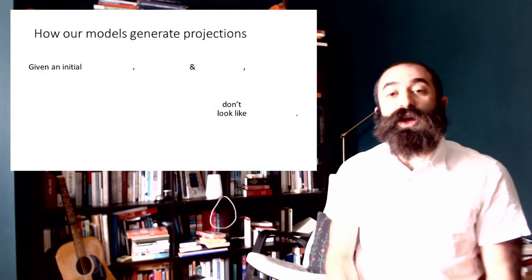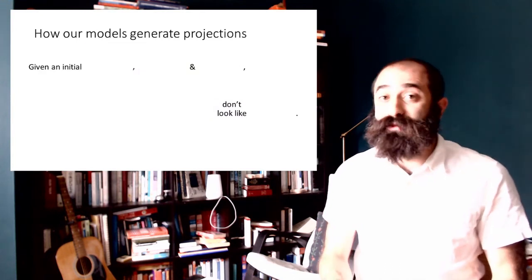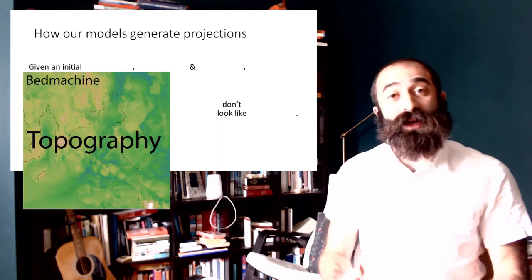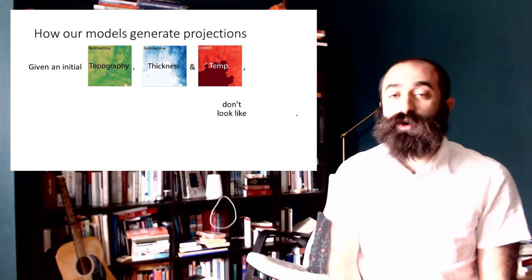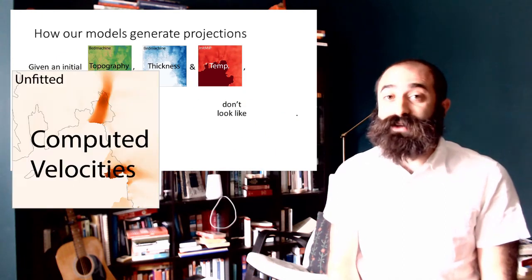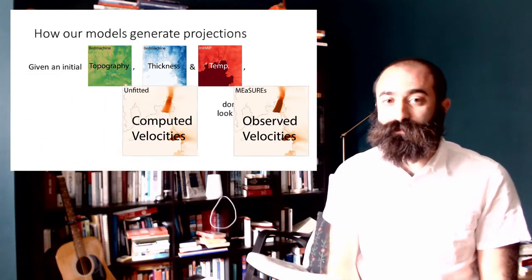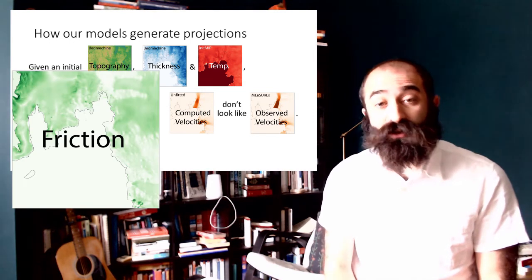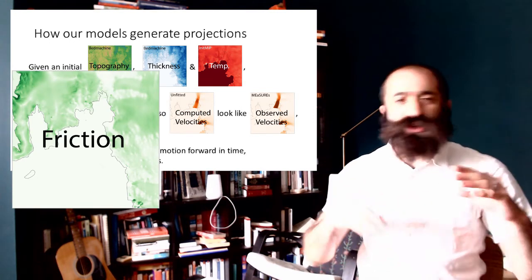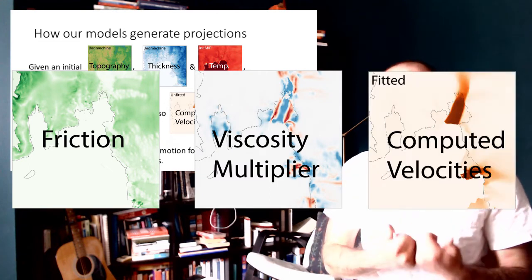Now, how do we model these? To make projections using a large-scale ice sheet model, we typically start with a given gridded topography, thickness, and temperature product. But throwing these into the equations of motion yields computed velocities that don't match up very well with the observed ones. So, we invert a spatially variable friction field under the grounded ice and a factor to change the ice's viscosity so that, at least at the very first time step, things match up.